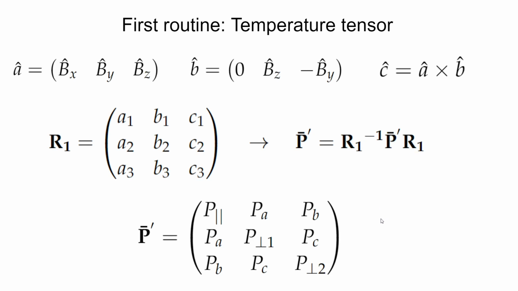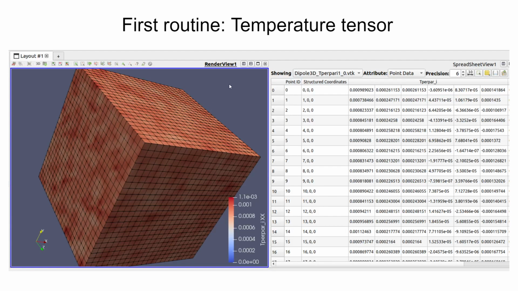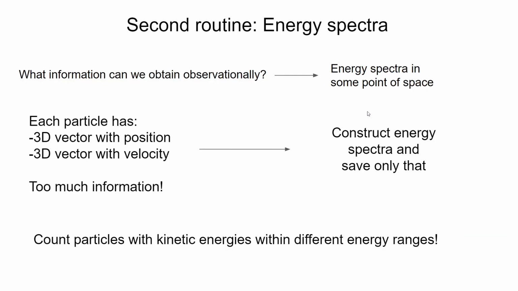Then we perform a second rotation, forcing the 2 perpendicular components of the diagonal to have the same value. This facilitates the study of the anisotropy of the system at that point. Finally, the change to the temperature tensor is direct considering ideal gas. We end up with a unique file instead of 6, facilitating the analysis when using a data visualization and analysis program, which contains the values of all the components of the temperature tensor in each of the cells of the simulation. The second routine is a little more tricky.